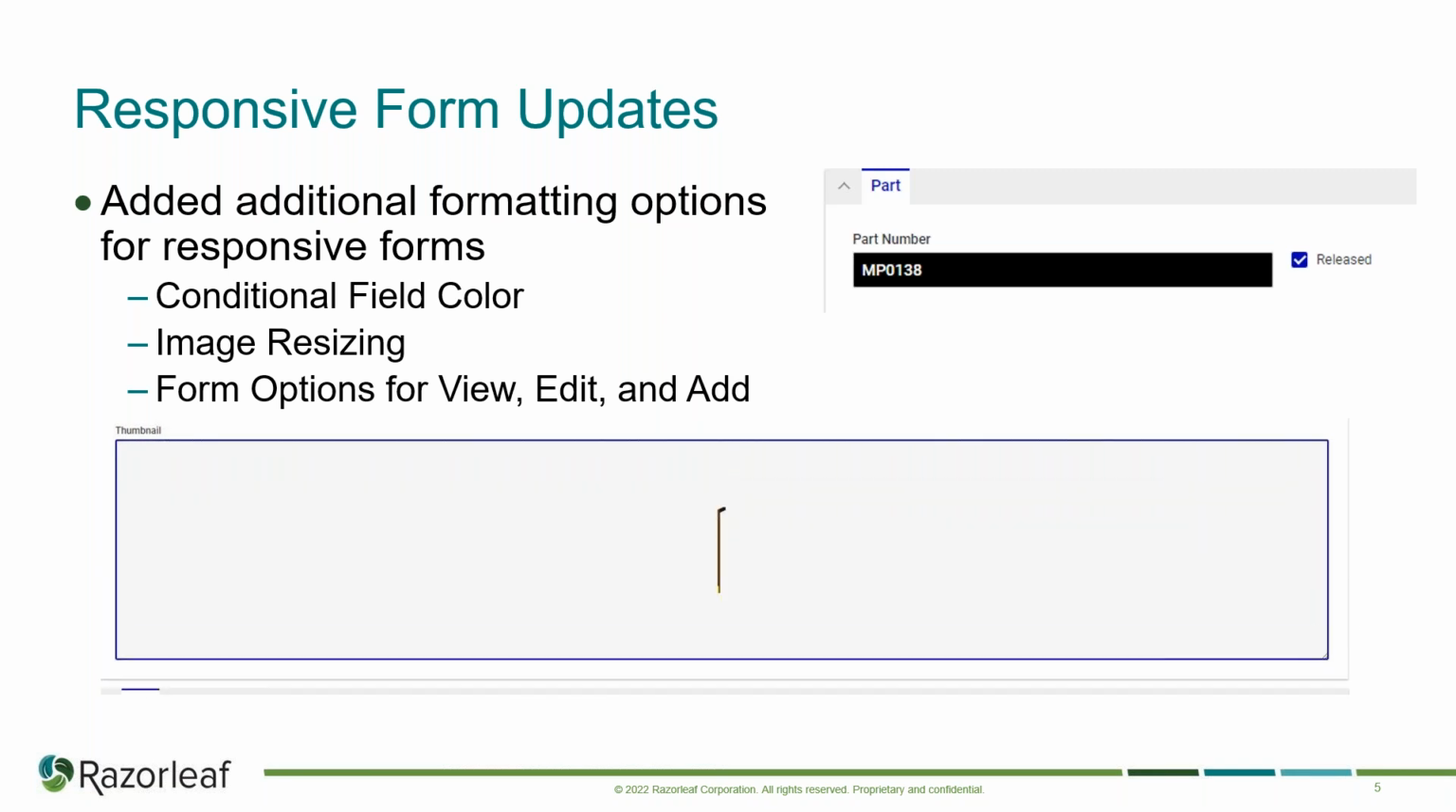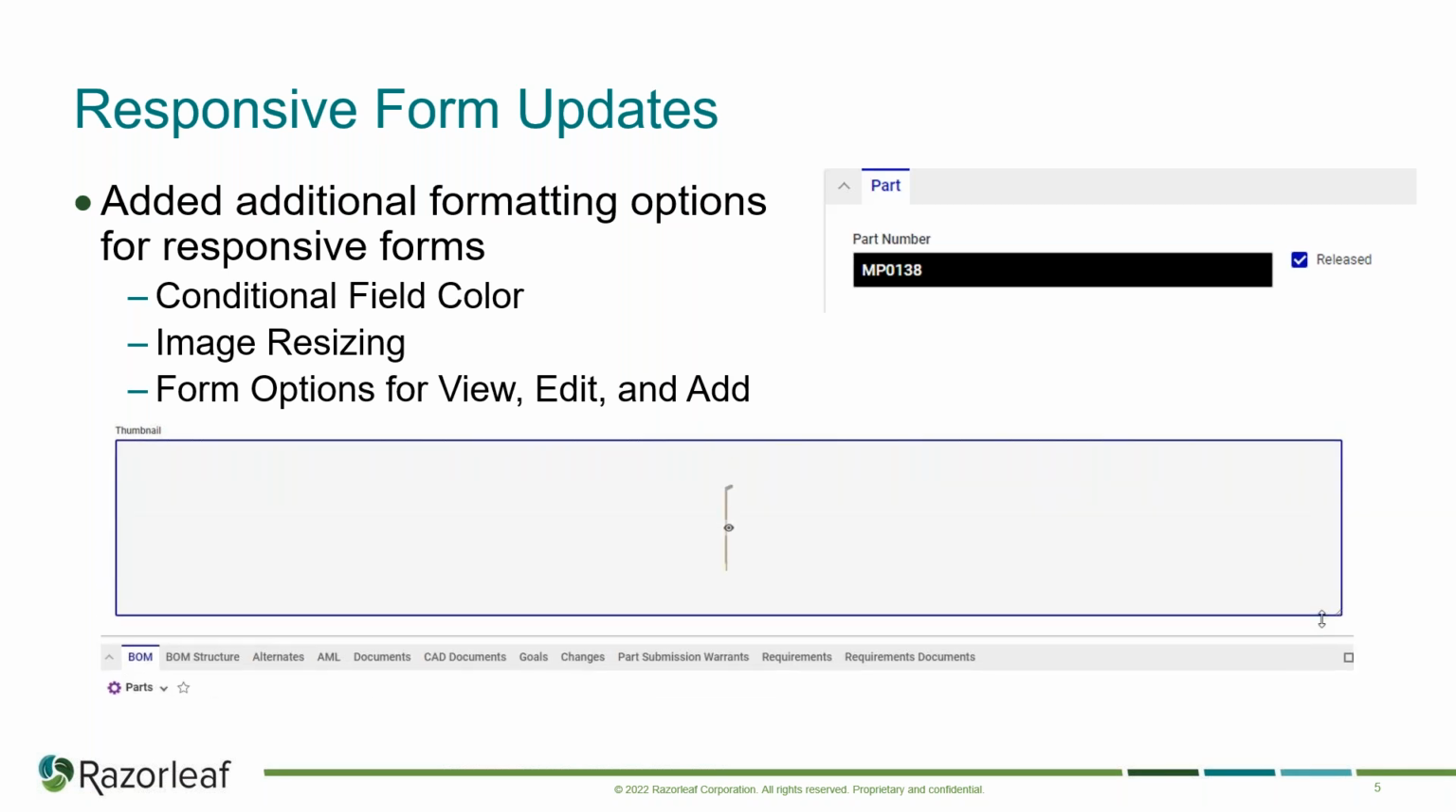In this case, I did a conditional statement: if an item is released, we're going to make that part number field black and make the font white. This is just to indicate that it is not going to be editable anymore. It is currently in a released state.